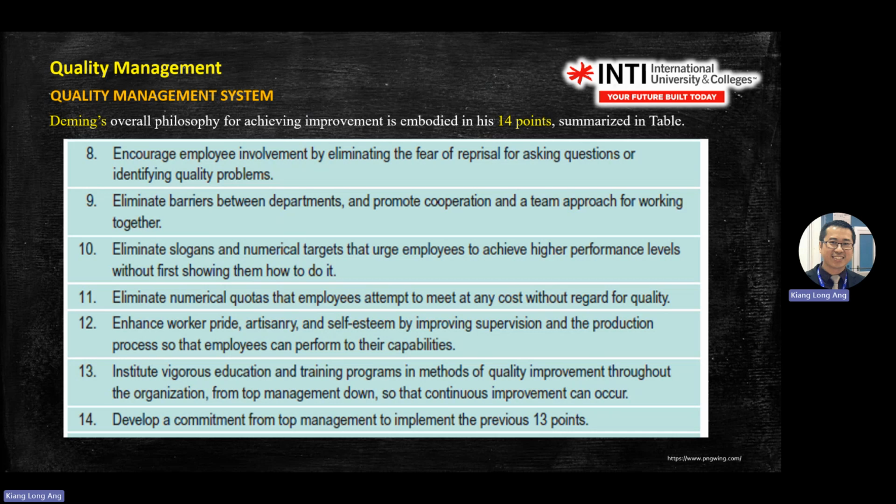Then this one is on the cost, eliminate working without regard for cost. This one you look at the cost. The process or the design quality must meet the cost that you fix.